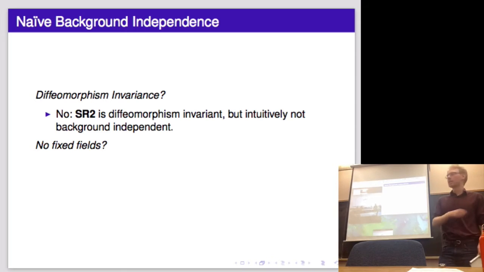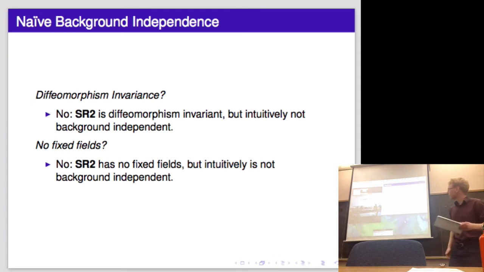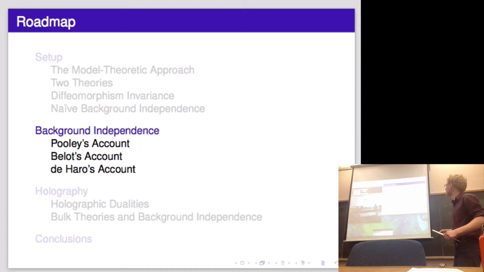A second idea would be that maybe background independence is the same as having no fixed fields, but again, SR2 doesn't have any fixed fields in the sense of SR1, but it's intuitively not background independent. So it seems like we're going to need some more sophisticated definition of background independence. And this is where these definitions of Pooley, Haro, and Belot come in. So in this next part of the talk, I'll briefly review these before getting onto holography in the third section.